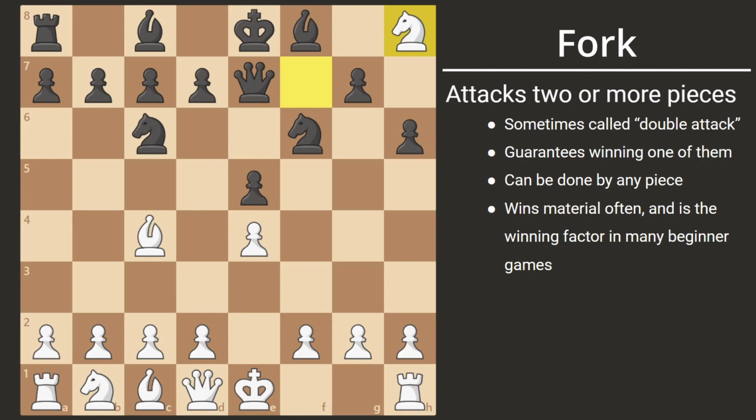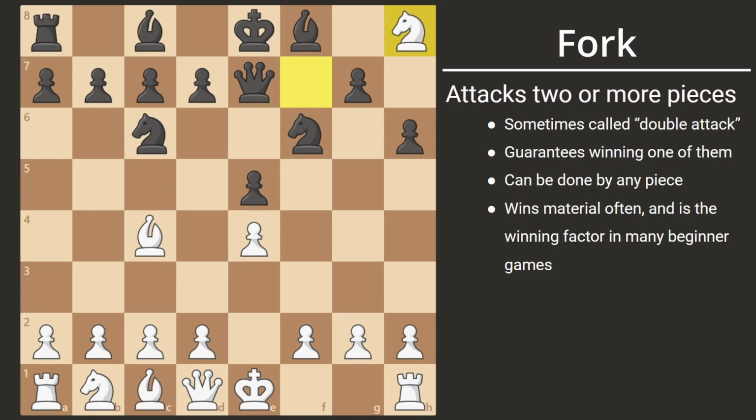It's a very common tactic, and this is the one. The pin is like the positional one that happens a lot. This is the one that's like the winning material, winning the game sort of tactic. Now keep in mind that any piece can fork, so it's really crucial that you know where your pieces are attacking. So you just got to be aware of where your piece can go and what it can attack at the same time. This is something that will improve as you play the game, but just keep it in mind, and you'll slowly get it down.